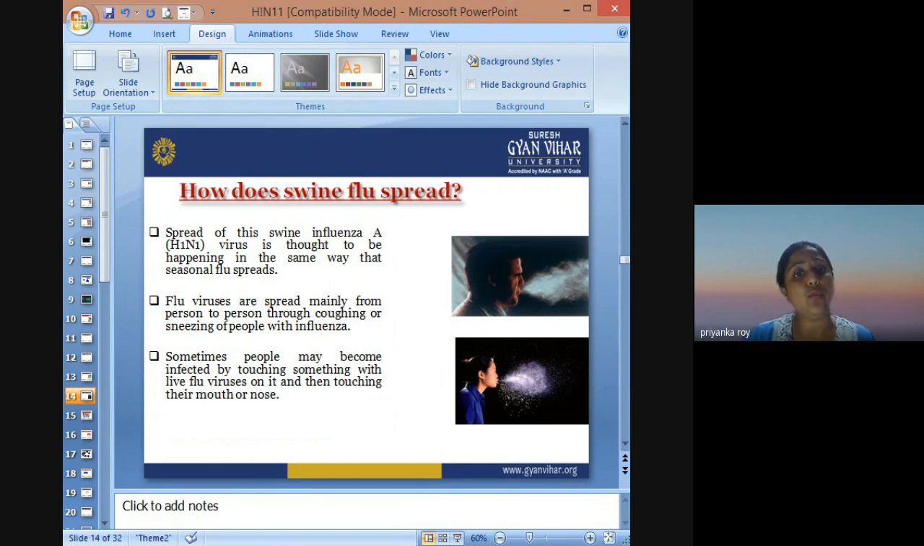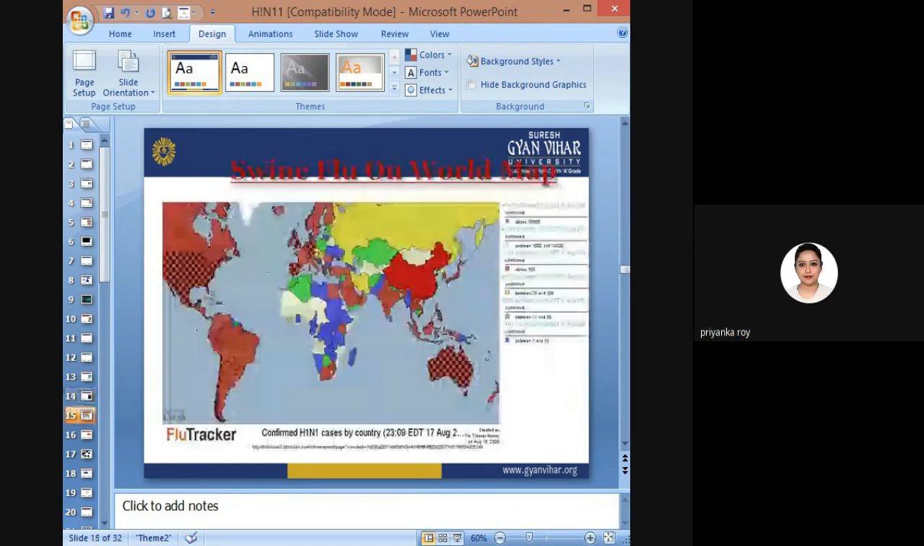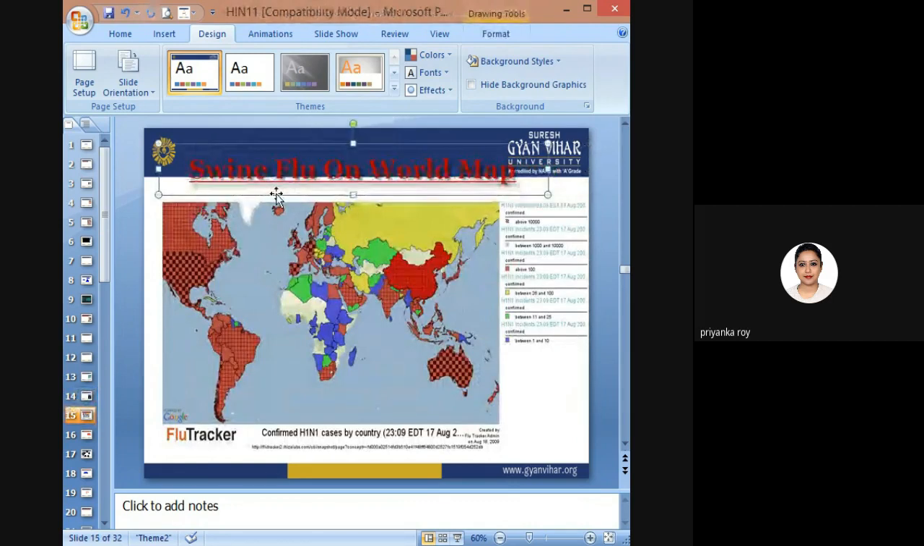Swine flu viruses are spread mainly from person to person through coughing, sneezing, basically the exhalation of body fluid, just like what is happening with coronavirus. That's why we are recommending people to maintain a certain distance, so that we do not contract the infection through different mediums.